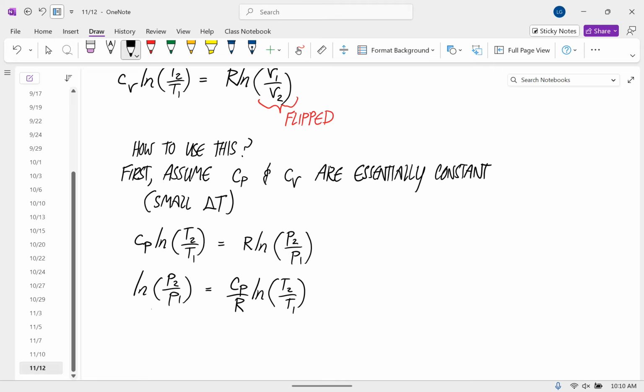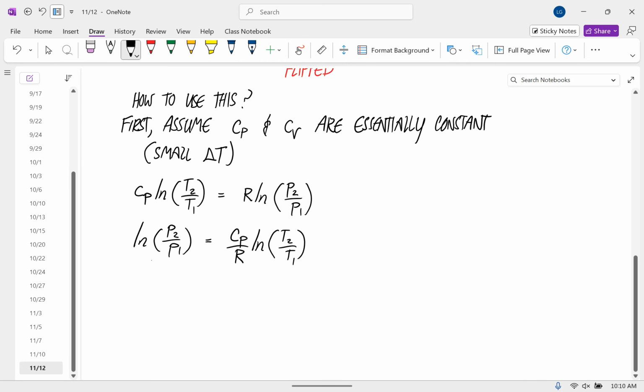And now if I want to find that ratio of pressures, what would I do to get P2 over P1 by itself? You would bring everything to be easy. Perfect. So now we'll go e to the natural log of P2 over P1 is equal to e to the power of Cp over R times natural log of T2 over T1.